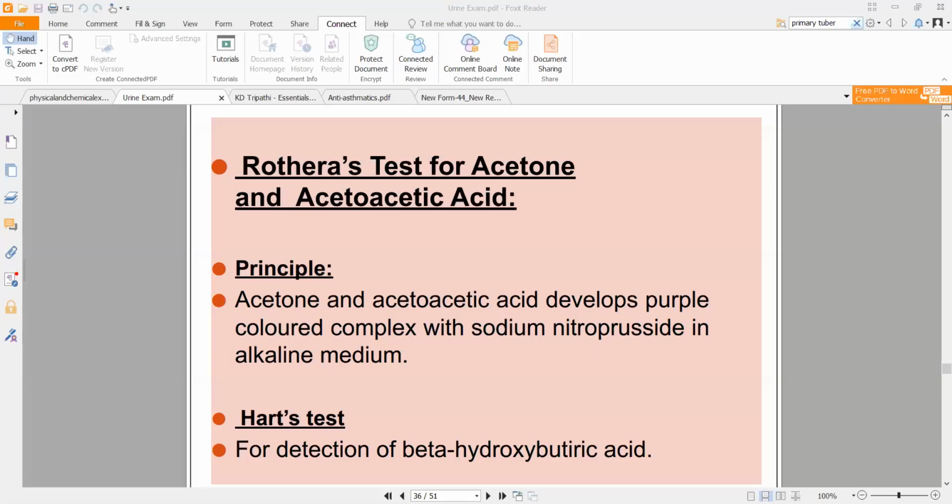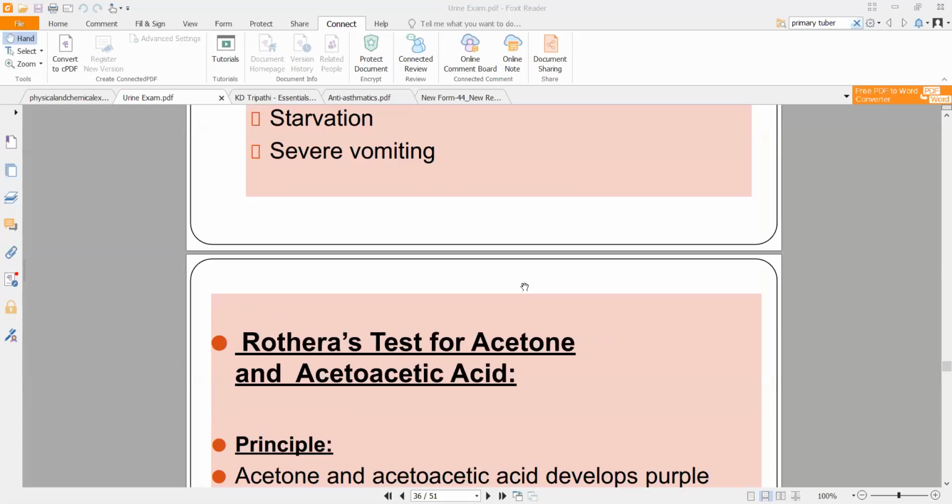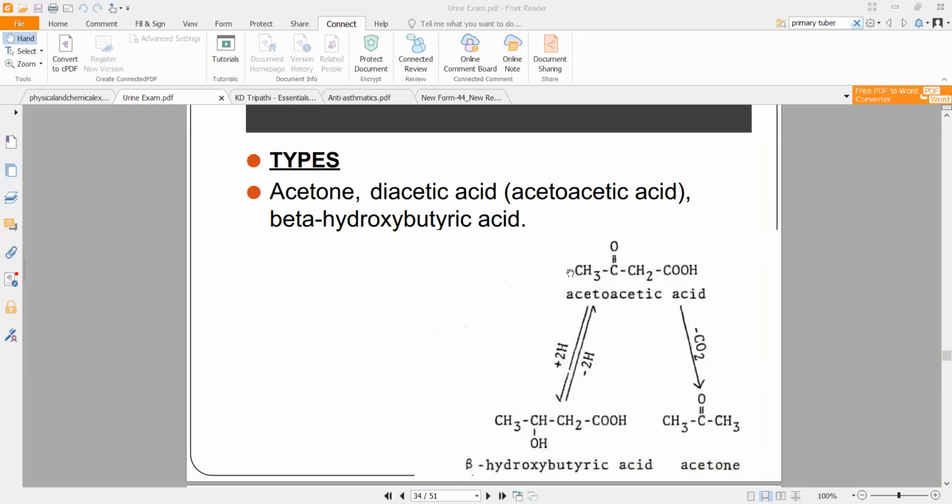So yesterday we were discussing Rothera's test for acetones. If you remember, I told you in urine you will generally find three kinds of acetone. In case of abnormality, the acetones that you will see are acetone, beta hydroxybutyric acid, and diacetic acid. These are interchangeable. If you reduce beta hydroxybutyric acid, you will get acetoacetic acid. And if you decarboxylate acetoacetic acid, basically you remove a carbon dioxide, you will get acetone.